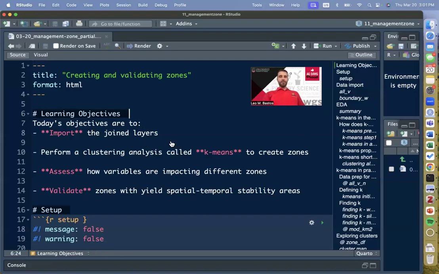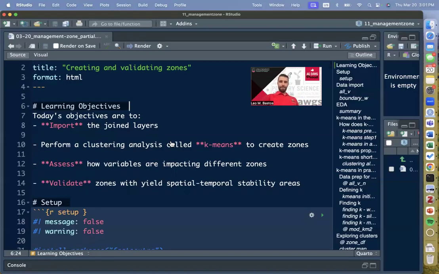All right, any other questions before we get started? Okay, good deal. So the goal of this exercise is going to be for us to create management zones. For that, we're going to have to import that one single layer that we exported on the previous exercise. And then to do the actual management zone creation, we're going to use a clustering algorithm called k-means.